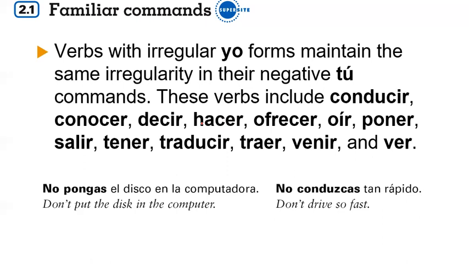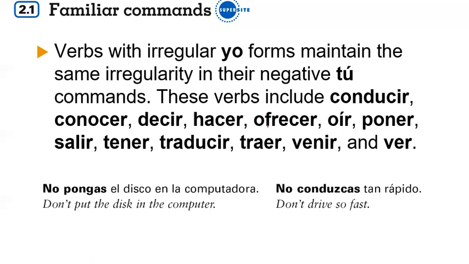Hacer becomes hago in the yo form, so the negative command would be no hagas, H-A-G-A-S. Ofrecer, again, we've got that Z in there, so it's ofrezco; the negative, no ofrezcas, would be the negative tú command. Oír, that's oigo in the yo form, so no oigas, O-I-G-A-S, and it's an AS ending because it's an IR verb. Poner, pongo is the yo form of the present tense. You drop the O, opposite ending S, and we end up with no pongas. The affirmative of that one is pon. It's another Vin Diesel one of the eight irregulars in the affirmative tú command.